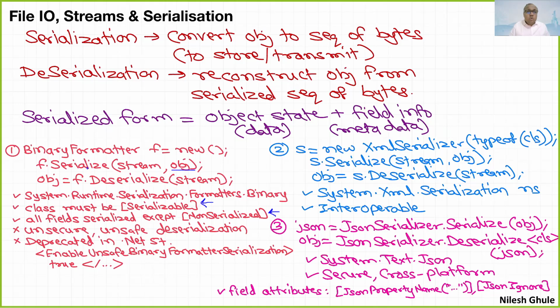Then, do we use the BinaryFormatter? In the earlier versions of .NET, it was very common, but from .NET 5 onwards, this is considered to be insecure and unsafe, and that is the reason it is deprecated. Let me show you a demo of this.